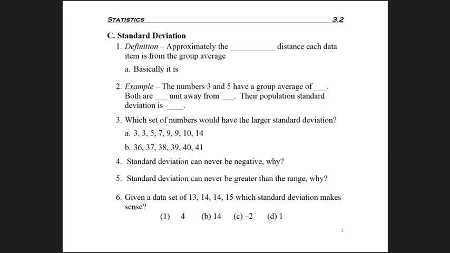A second measure of spread is called standard deviation. And this is approximately the average distance each data item is from the group. The key here is it's measuring each data item. So range only measured the largest and the smallest, where standard deviation is looking at every item in the list and measuring that distance, so you get a little bit more information than you did with range.